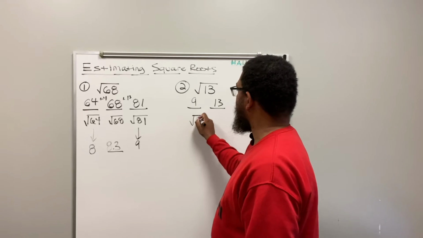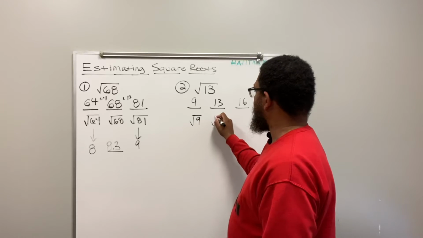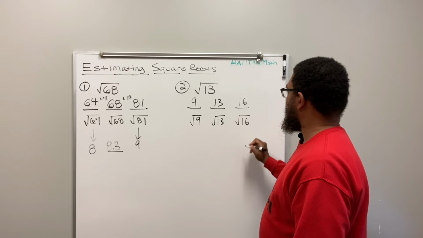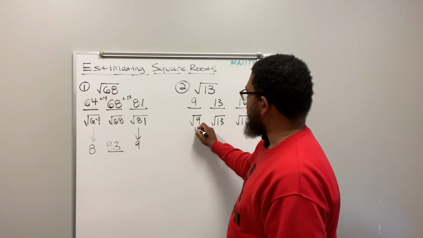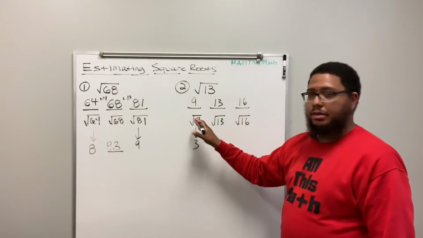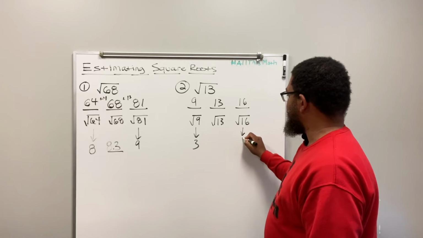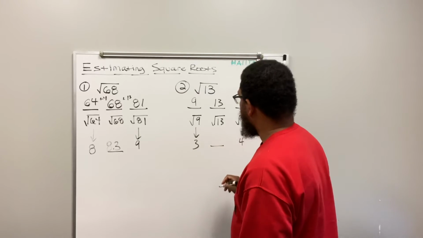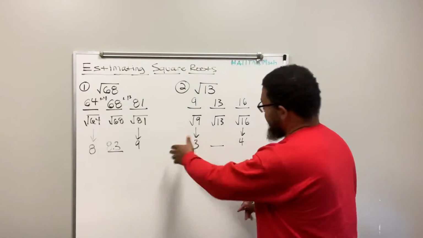So now I got the square root of 9, the square root of 13, and the square root of 16. Right? Now the square root of 9 is 3, because 3 times 3 is 9. The square root of 16 is 4, because 4 times 4 is 16. Now, the question is, so now we know one thing.